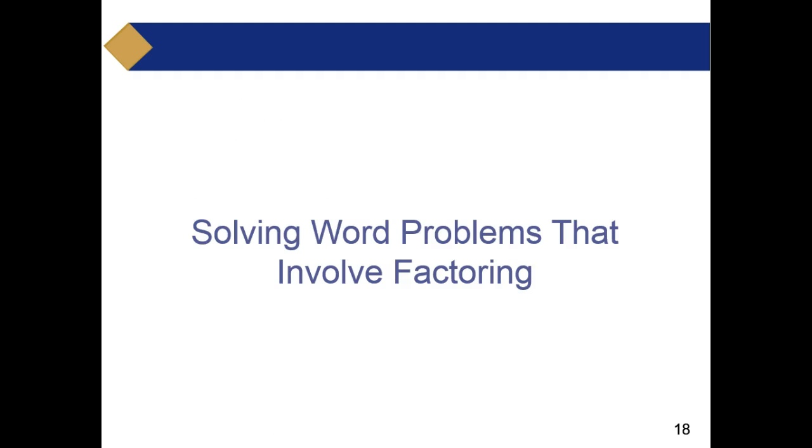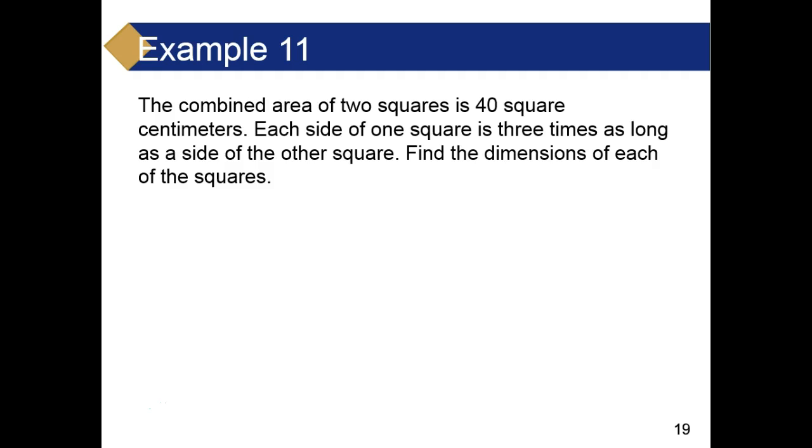Here we go. Now we're going to solve word problems that involve factoring. Okay? We love them, don't we? Yes. The combined area of two squares is 40 square centimeters. Each side of one square is 3 times as long as a side of the other square. Find the dimensions of each of the squares. What would you do first?